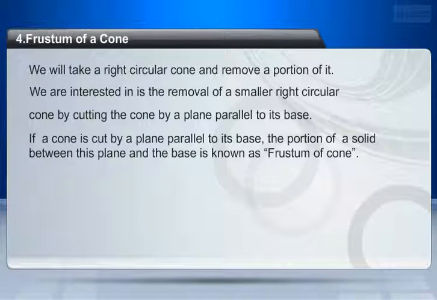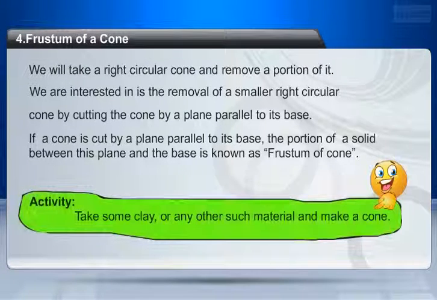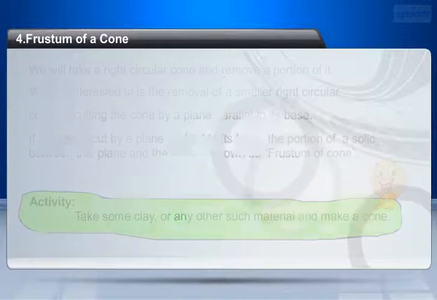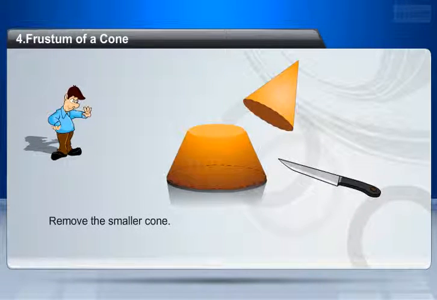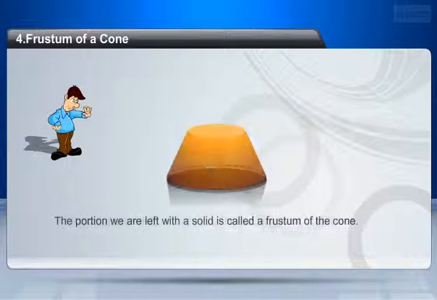If a cone is cut by a plane parallel to its base, the portion of a solid between this plane and the base is known as frustum of cone. To achieve that, let us do the following activity. Take some clay, or any other such material, and make a cone. Cut it with a knife parallel to its base. Remove the smaller cone, that is, the shape similar to a funnel. The portion that we are left with, a solid, is called a frustum of the cone.